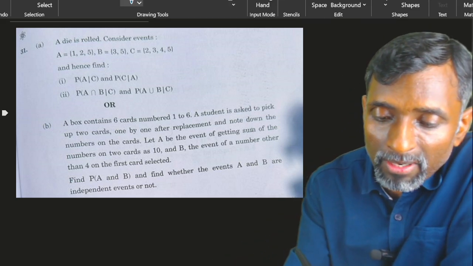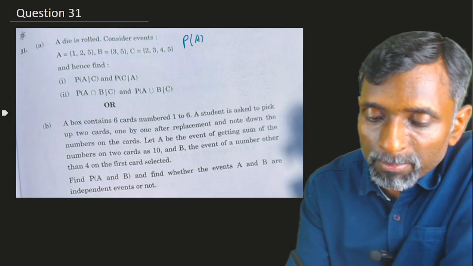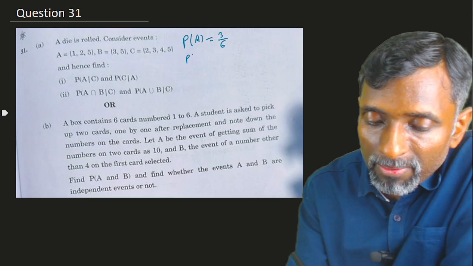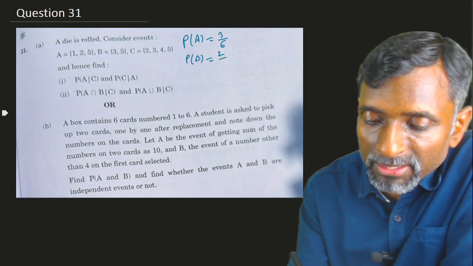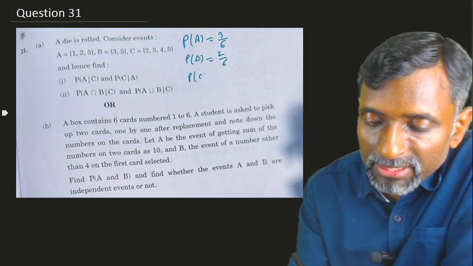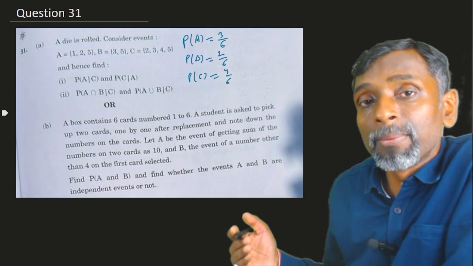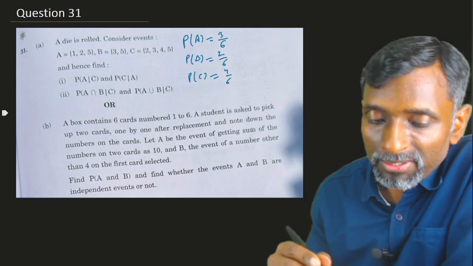So first we need to write the given probabilities. So probability of A can be written as 3 by 6. Probability of B can be written as 2 by 6. The probability of C can be written as 4 by 6. We can just find the number, and the total number of sample space is 6 because a die is rolled.